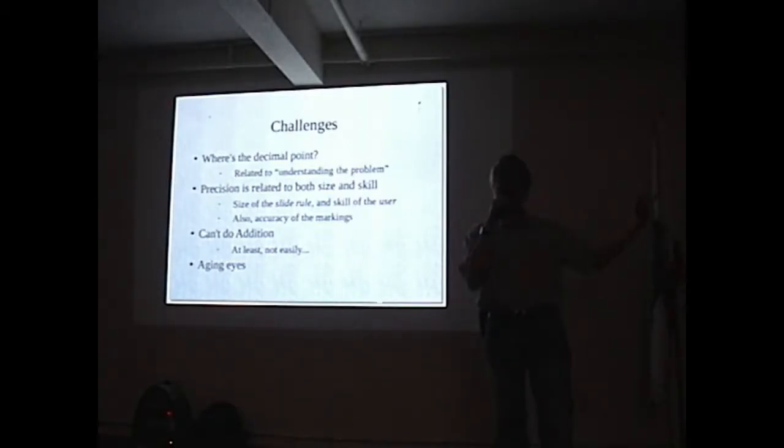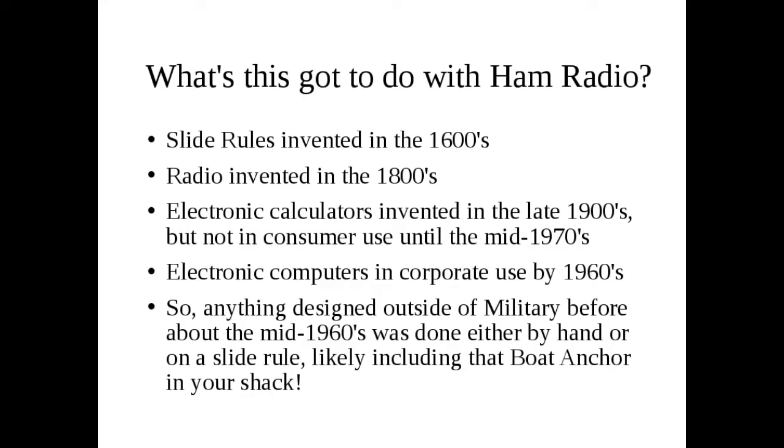There were in high school or junior high, they had these demonstrator things on chalkboard-sized slide rules hanging down. They were fantastically accurate. Also, the skill of the user. You can't do addition. It is possible. I've done it. Not easy, but you have to use other identities to figure that out. And of course, as the eyes get older, they get harder to read.